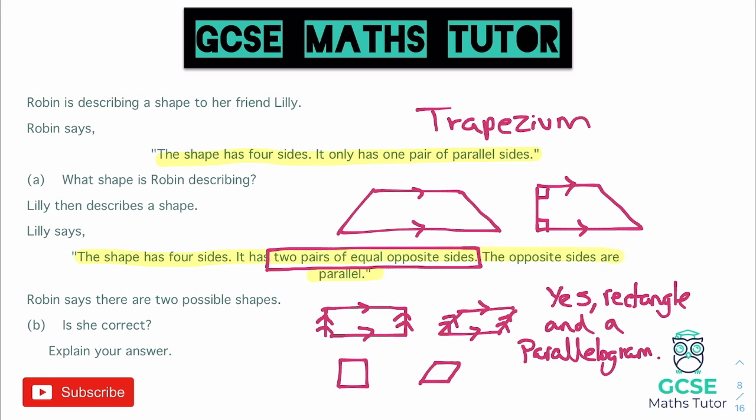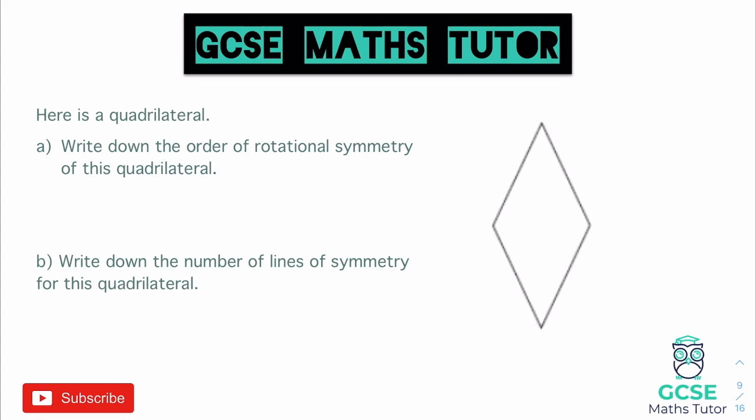So a little bit of a strange question there, but there you go, one for you to have a little think about. Okay, so a question thinking about rotational and lines of symmetry. So it says here is a quadrilateral, write down the order of rotational symmetry of this quadrilateral. So the order of rotational symmetry means if we were to rotate it, normally around the centre, so around this central point, how many times would it take to turn it back to its original position? But along the way, are there any points where it would look exactly the same as we turn it?